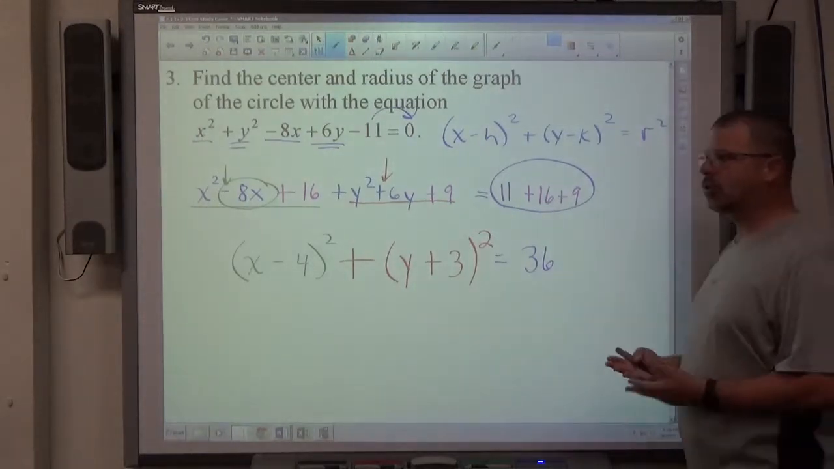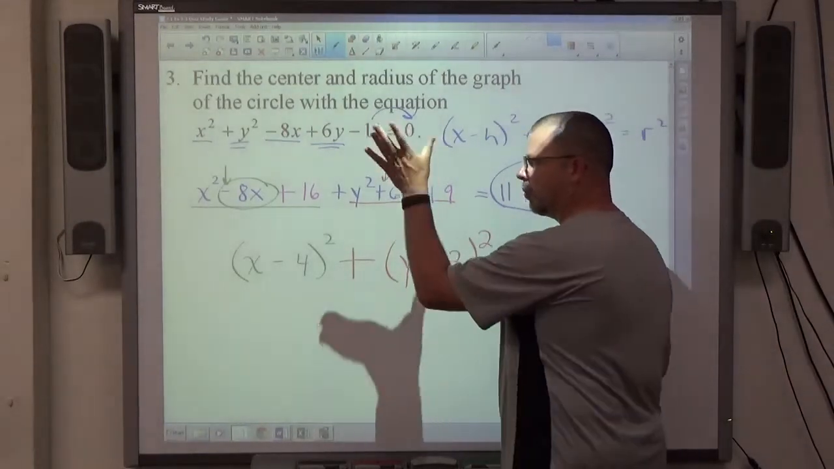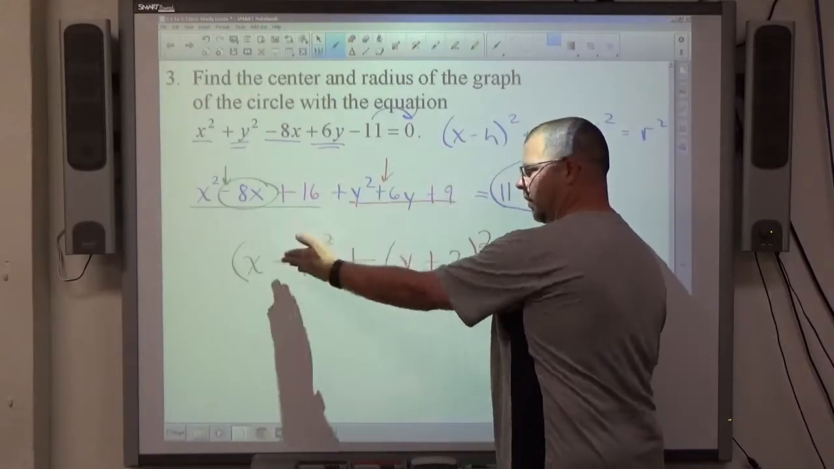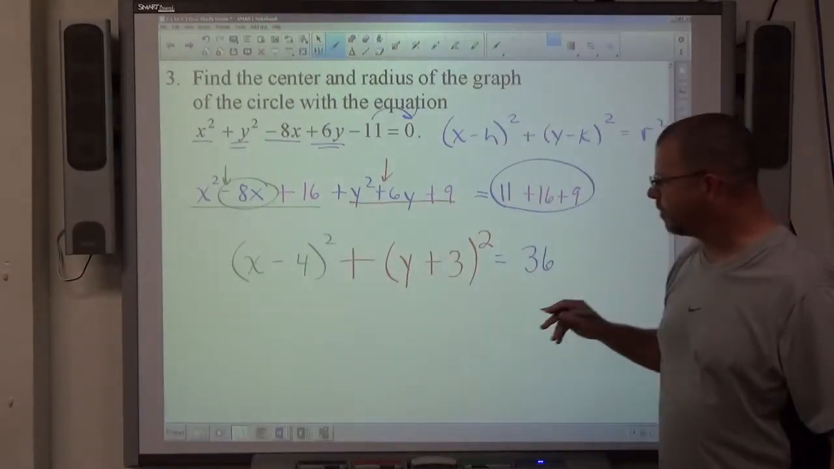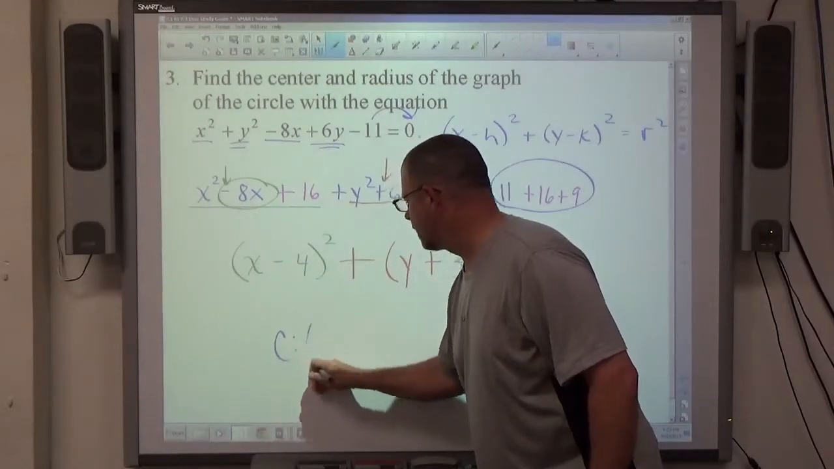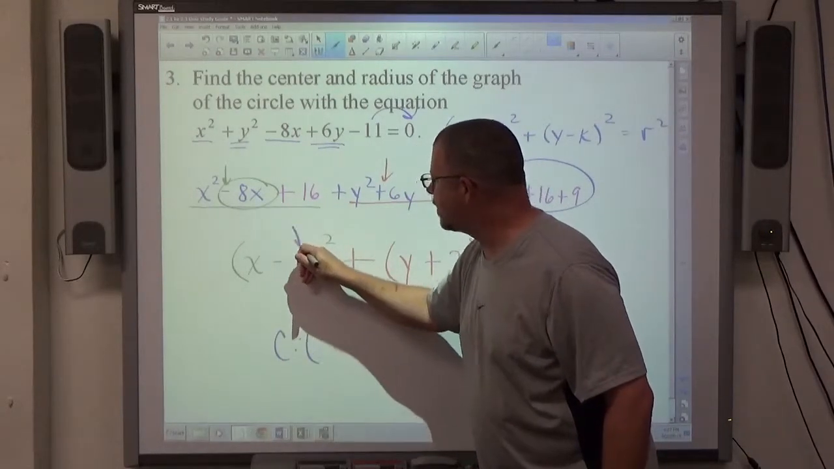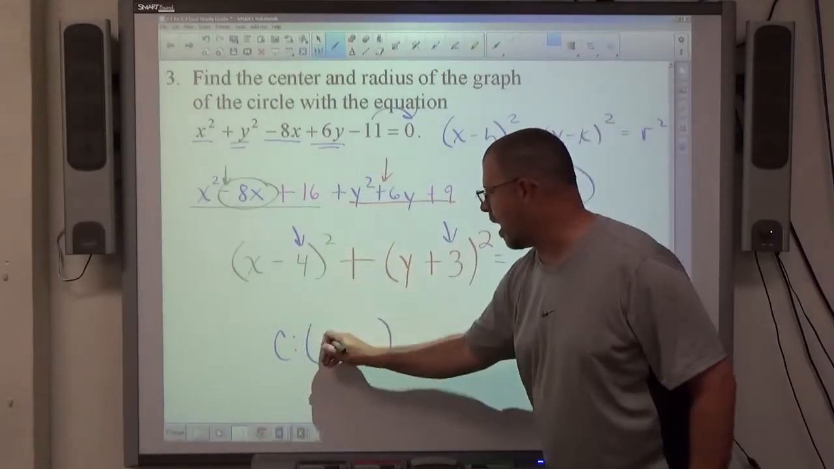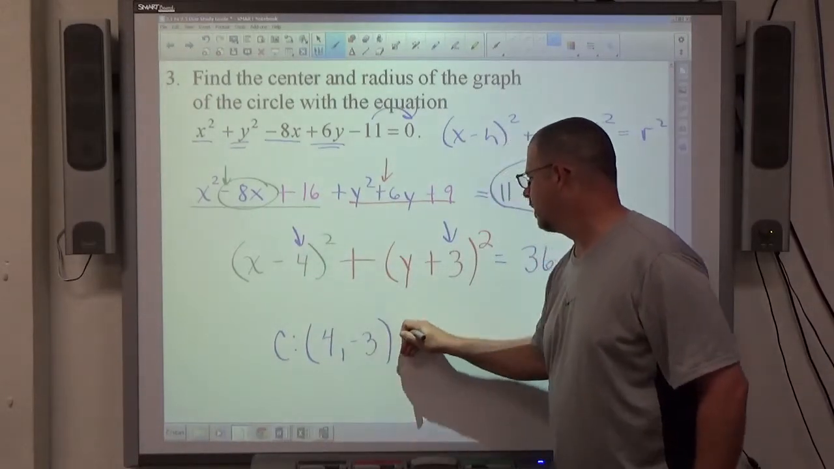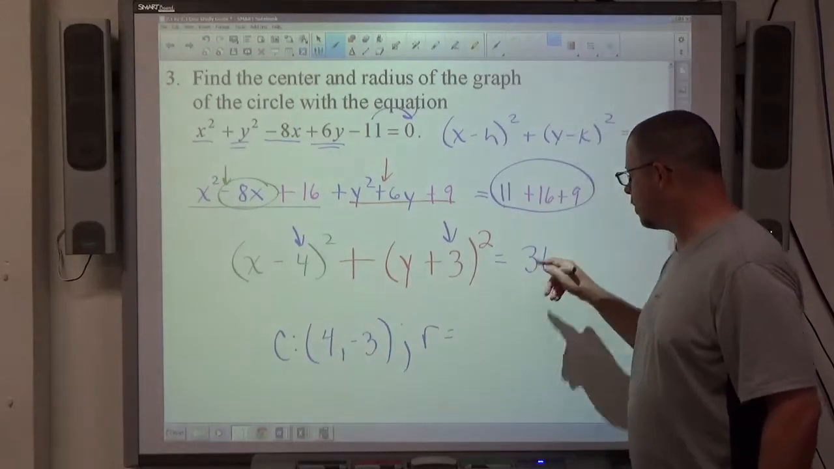So just like that, in 2 pretty basic steps, rearrangement to complete the square to factoring, we get to this nice structure that we're looking for. My center is the opposite sign of these two numbers in that order. X first, y second. So I'm going to get positive 4 comma negative 3. My radius is the square root of this number.